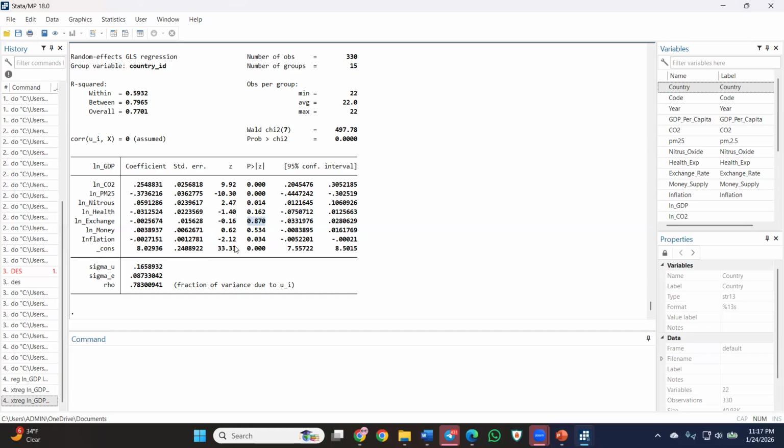Let's look at inflation. You realize that the confidence interval is moving from negative to negative. That means it does not cross zero, so it is significant. So you can present your result with the confidence interval, with the p-value, or with the z-statistic. Now let's interpret the coefficient.